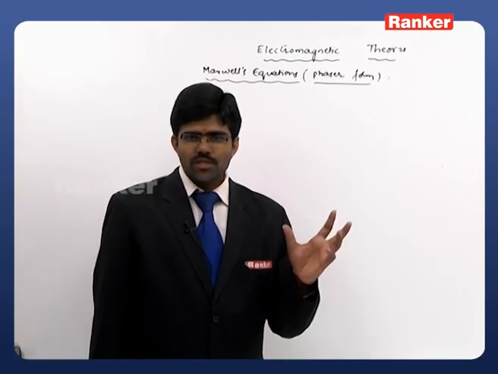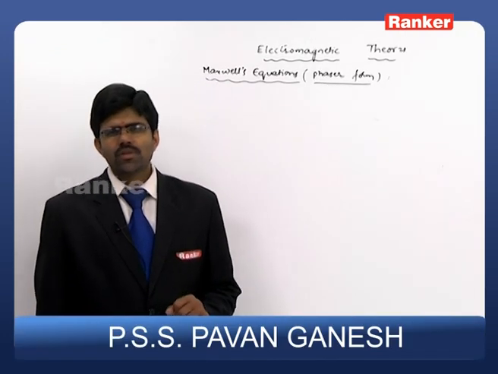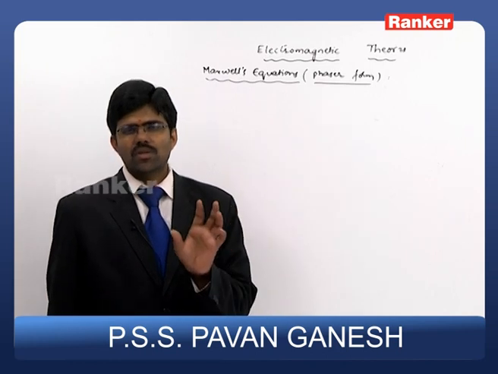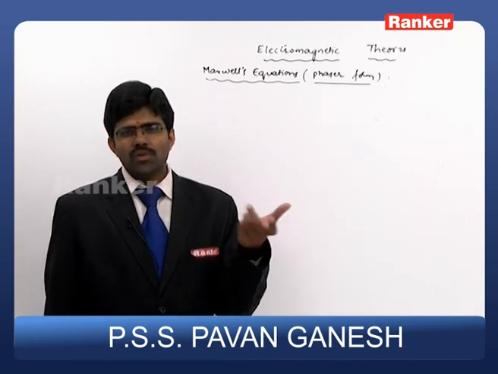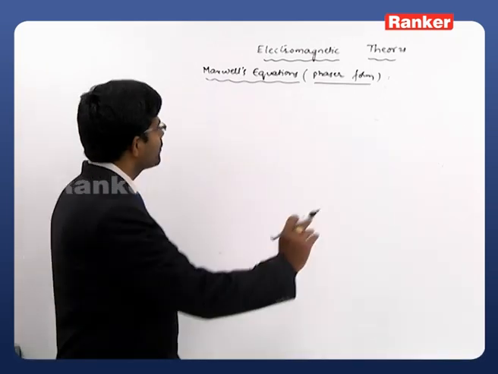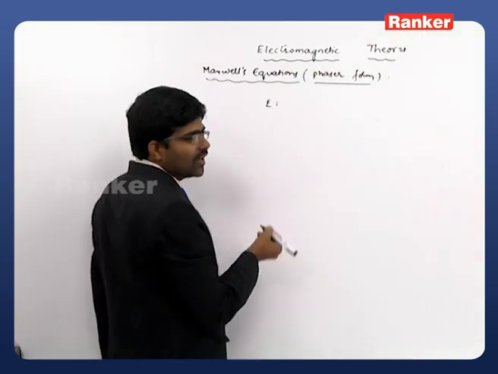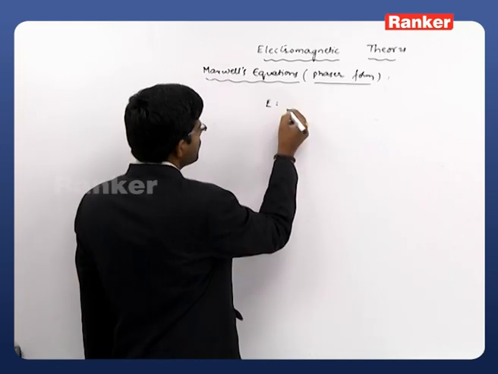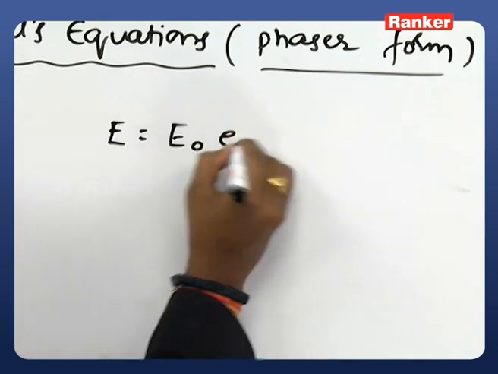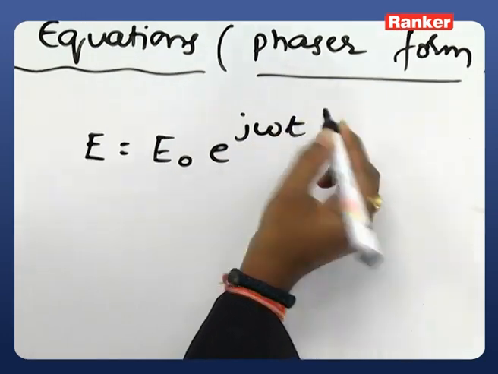Let us discuss how these equations will be written in phasor form. For that, a simple modification will be there. Just remember, for phasor form, the frequency will be taken into the picture. For that, I will consider the electric field and magnetic field in their phasor notation. So let us take E equals E naught e power j omega t.